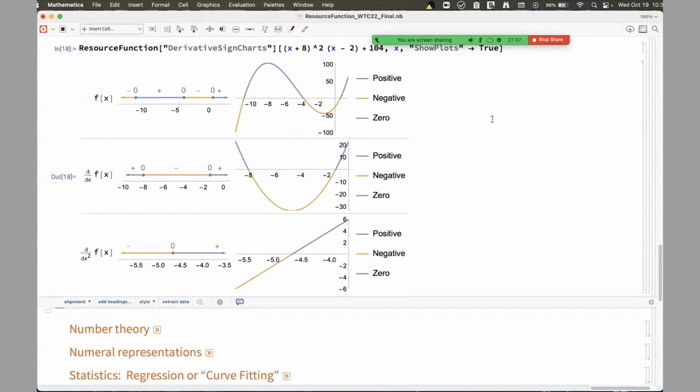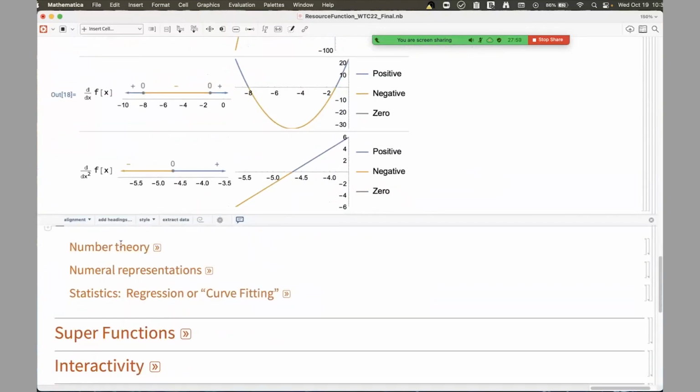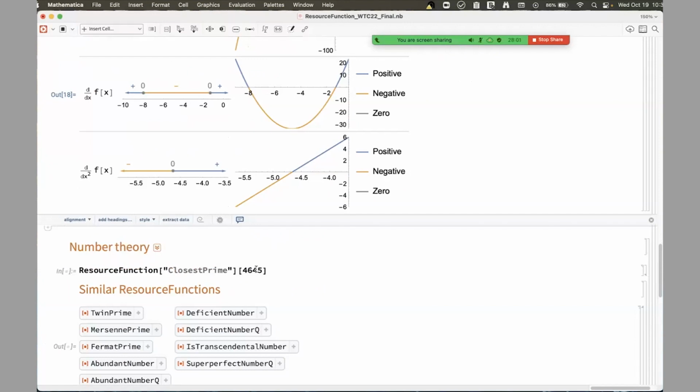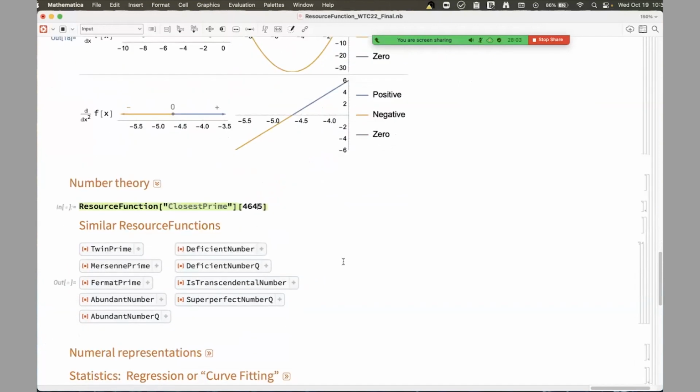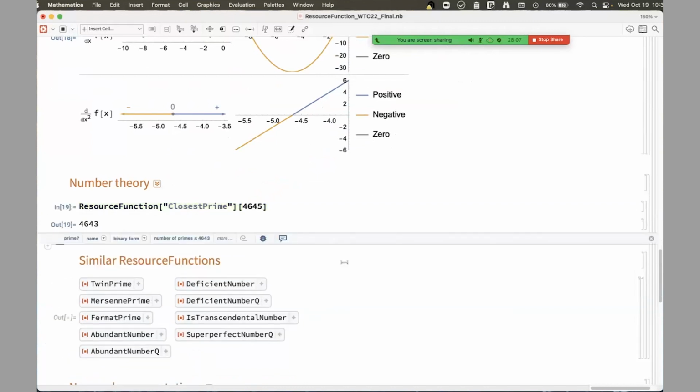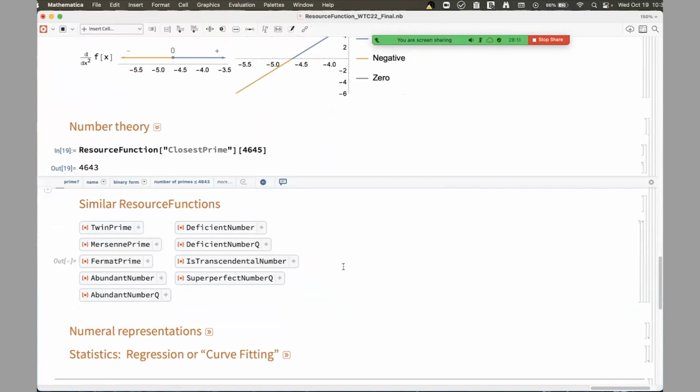Moving right along, after your high school career, you might get into some number theory. So we have various number theory related functions, for example, closest prime, the closest prime to 4645, and lots of different resource functions. Again, all of these things are things that you can already do in Wolfram Alpha. Via these resource functions, you can do them right in your notebook. You can ask them in a Wolfram Alpha notebook edition query, and it's all distilled easy for educators and students. That's the hope.